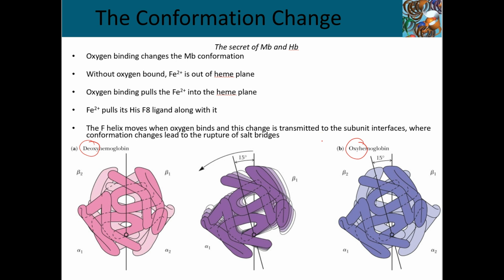So when oxygen is not bound to the heme, the iron is actually up out of plane a little bit. And we're going to take a look at that on the next slide. And when it binds oxygen, it pulls the iron down into plane. And when it does this, it pulls some of the ligands associated with it. You wouldn't think this is such a big deal, but if you pull this residue with the iron, it causes a change to a whole bunch of salt bridges within the protein, and very significantly changes its chemistry.